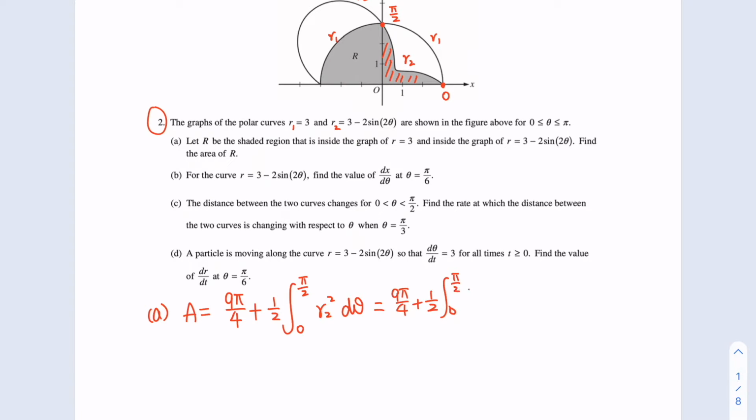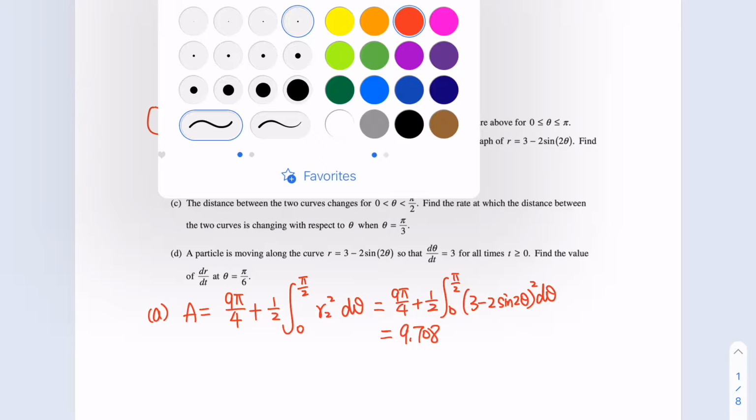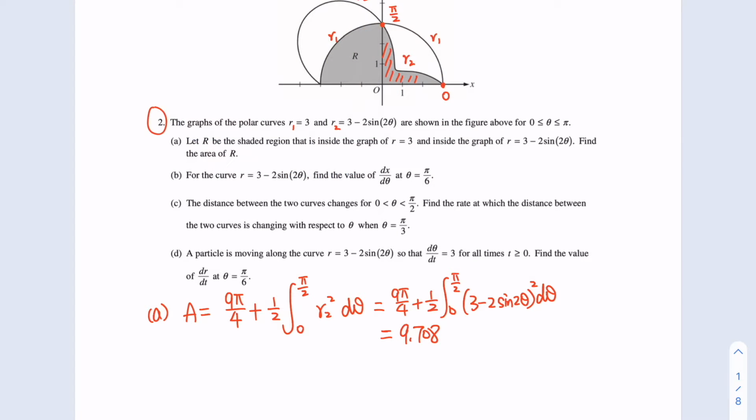We just need to plug r2 in. Use your calculator. The answer is 9.780. So if you look at the rubrics, 1 point for the limit, 1 point for the integrand, 1 point and 1 point here.